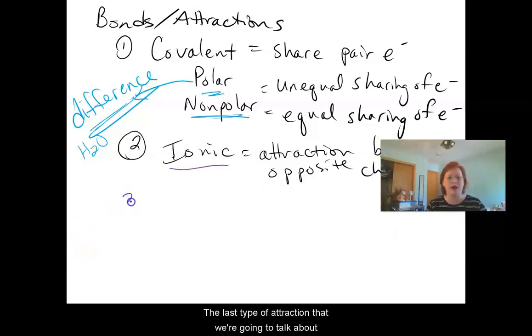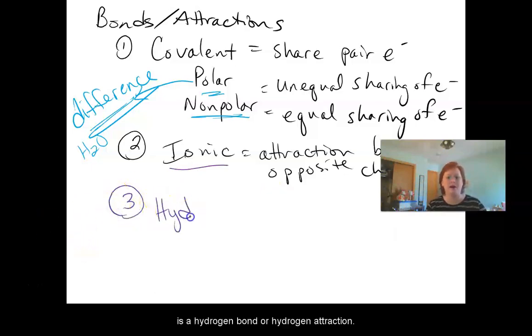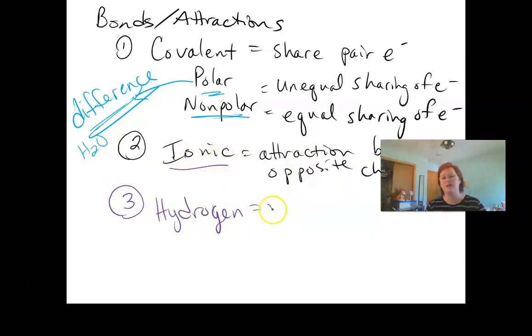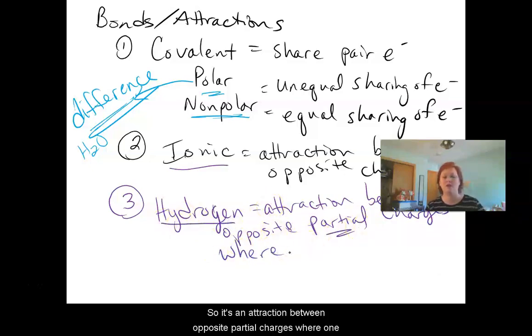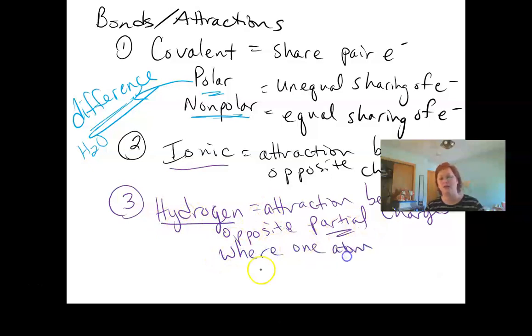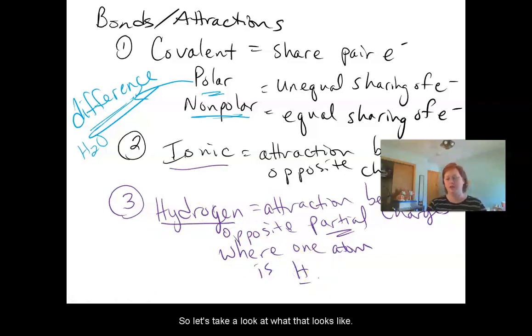The last type of attraction that we're going to talk about is a hydrogen bond or hydrogen attraction. Now, this is similar to ionic. It's an attraction between opposite partial charges, and one of those atoms has to be hydrogen. So it's an attraction between opposite partial charges where one atom is hydrogen. So let's take a look at what that looks like.